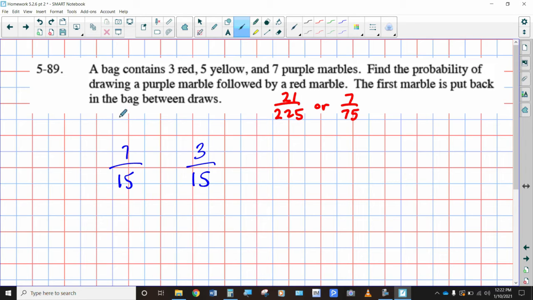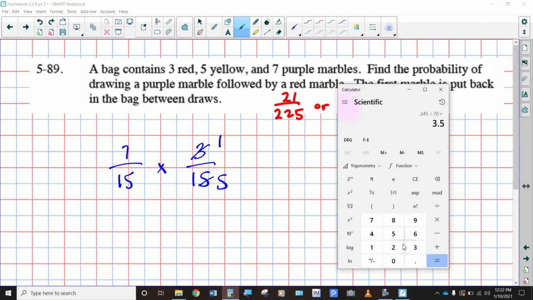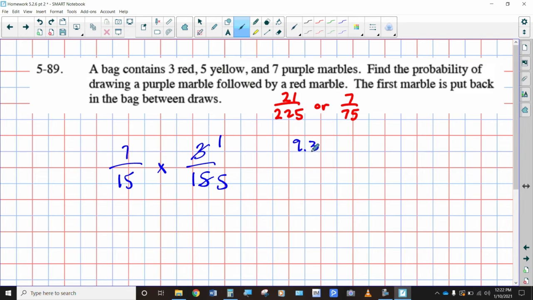So remember, you're going for purple and a red immediately after it, which means you're going to multiply those 2 together. So when you multiply straight across, you get 21 out of 225. If you simplify this ratio, you would get 7 out of 75. And if you chose to write this as a percent, you could just take 21 and divide it by 225, and that gives you the decimal number 0.093. So remember, changing a decimal to a percent, you move the decimal 2 places to the right, so there's a 9.3 repeated percent chance of first getting a purple, then getting a red right after that.